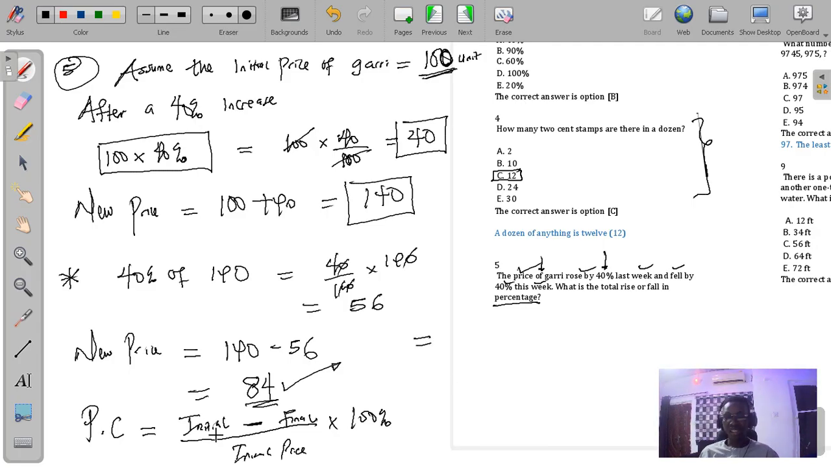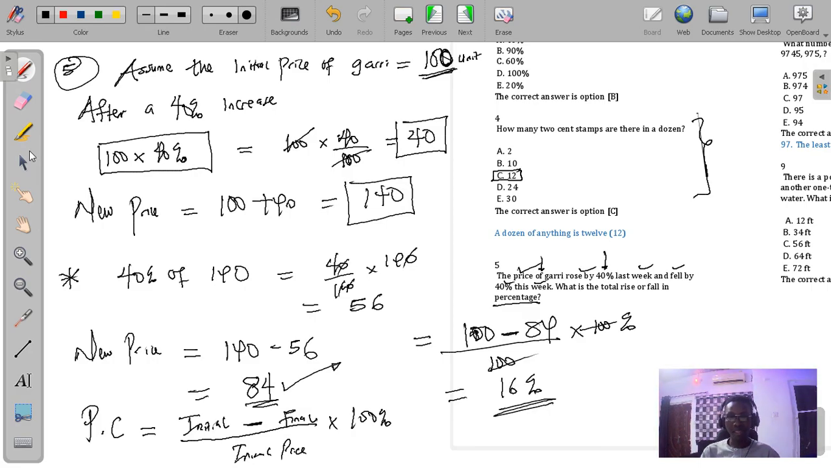What's initial? The initial we made an assumption of 100, remember? The final result, we have 84. After the increase and decrease of the original price, we have 84 left. Then divided by the initial, which is 100, then times 100%. So, trivially speaking, this will cancel this, and then we'll be left with 100 minus 84, and that is 16%. So, guys, the final result of this thing is 16%.